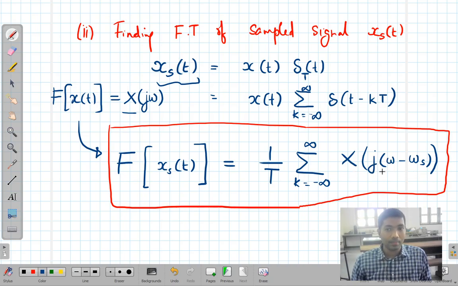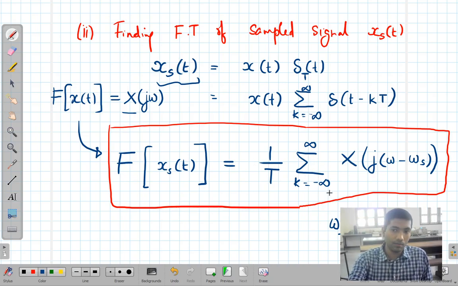So this is actually a Fourier transform which is shifted by omega s units, where omega s is the sampling frequency, which is obtained by 2 pi by T. We will come back to the explanation of this Fourier transform later. Before going into that, we'll derive how we got the Fourier transform of the sampled signal as 1 by capital T summation k equal to minus infinity to infinity X of j omega minus k omega s.